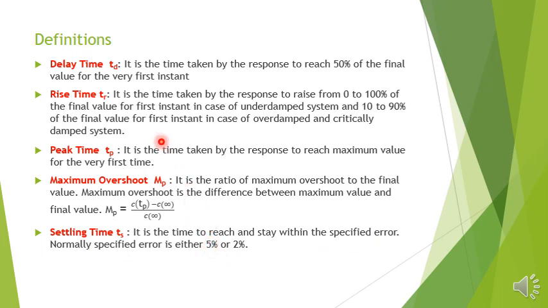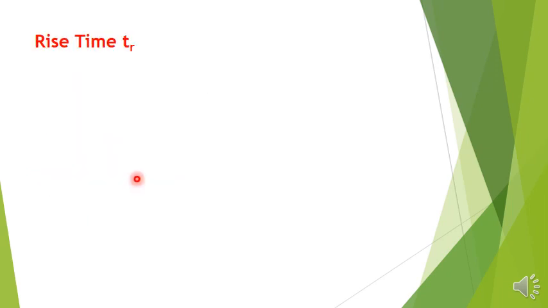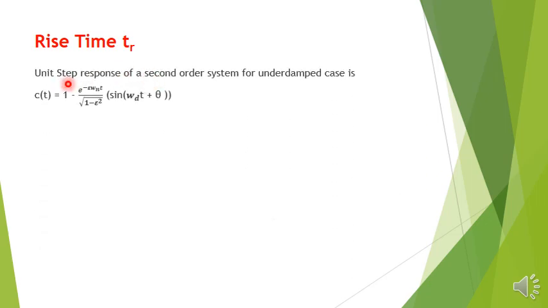In the remaining slides, we will concentrate on deriving these terminologies. First, we will concentrate on rise time. Now, the unit step response of a second order system for the underdamped case is C of t equal to 1 minus e to the power minus zeta omega n t divided by root of 1 minus zeta square, into sine of omega d t plus theta.